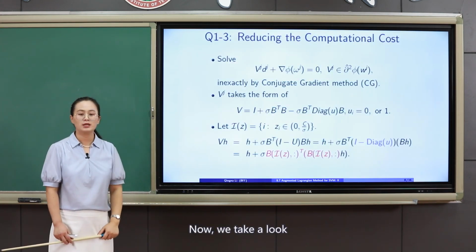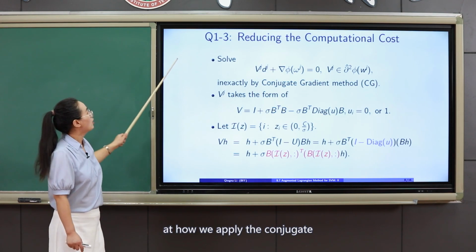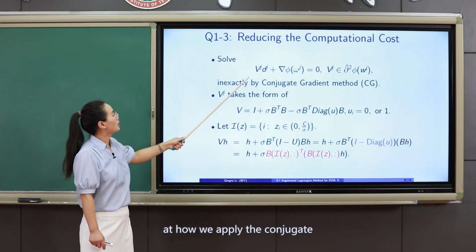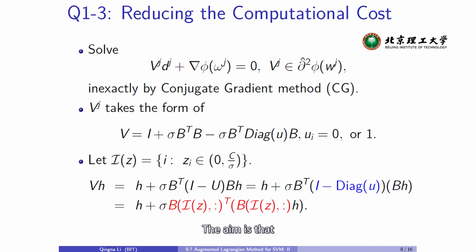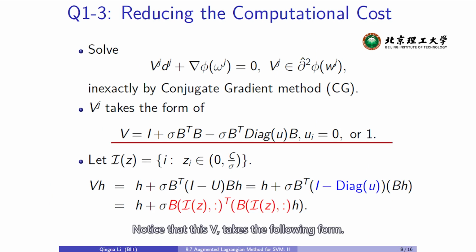Now, we take a look at how we apply the conjugate gradient method to solve this linear system. The aim is that we try to reduce the computational cost, okay? Notice that this V takes the following form, all right? So this is one element from the generalized Jacobian set.